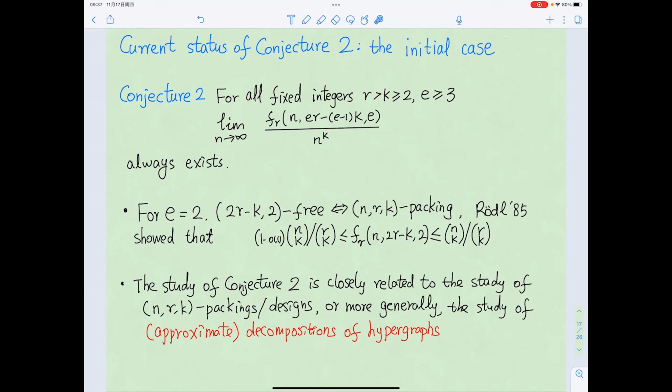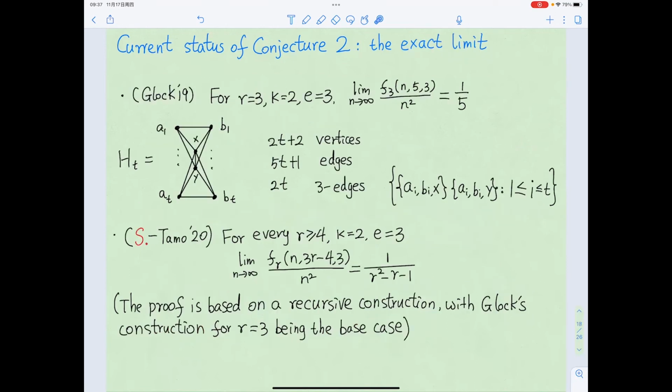Since the work of Rödl, people found that the study of conjecture 2 is closely related to the study of the existence of (n, r, k) packings or designs, or more generally, the study of conjecture 2 is closely related to the study of approximate decompositions of hypergraphs. People always use this tool to study this conjecture. Rödl already solved this conjecture for e equals 2, so let's focus on the case e is at least 3.